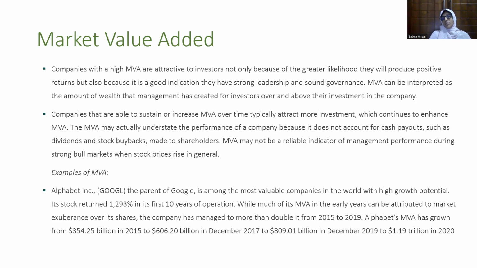Sometimes one might say that it is not a reliable indicator of management performance during a strong bull market, such as when stock prices rise in general. So now an example for MVA. Alphabet Inc., the parent of Google, is among the most valuable companies in the world with high growth potential.